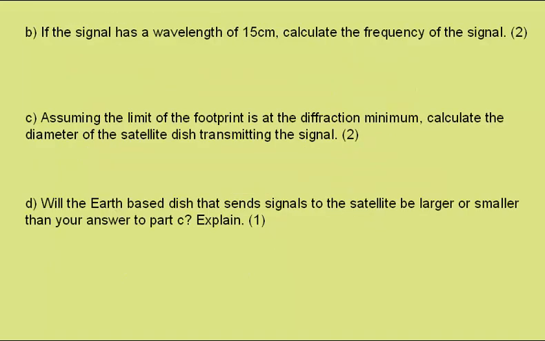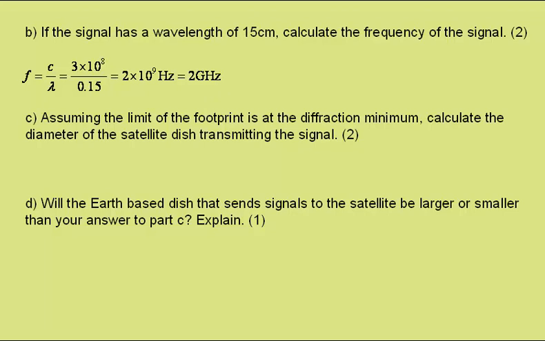Part B. If the signal has a wavelength of 15 centimeters, calculate the frequency of the signal for 2 marks. Well, the datasheet tells us that wave speed equals frequency times wavelength, and so we can rearrange to give frequency is wave speed, in this case c, the speed of electromagnetic radiation, over wavelength, which is 3 times 10 to the 8 meters per second, also on the datasheet. Wavelength we must convert into meters of 0.15 meters, giving a frequency of 2 times 10 to the 9 hertz, or we could write 2 gigahertz.